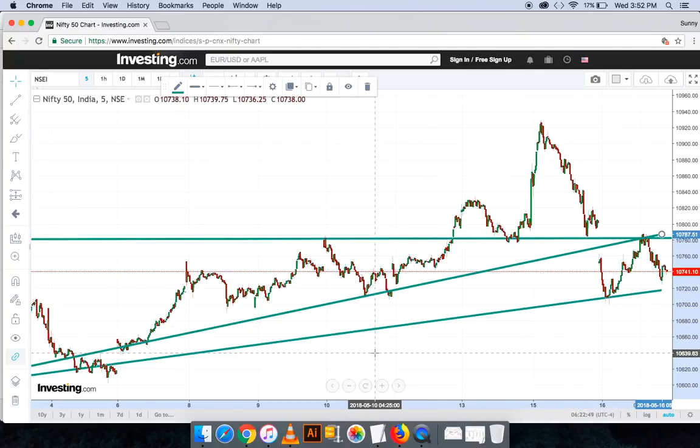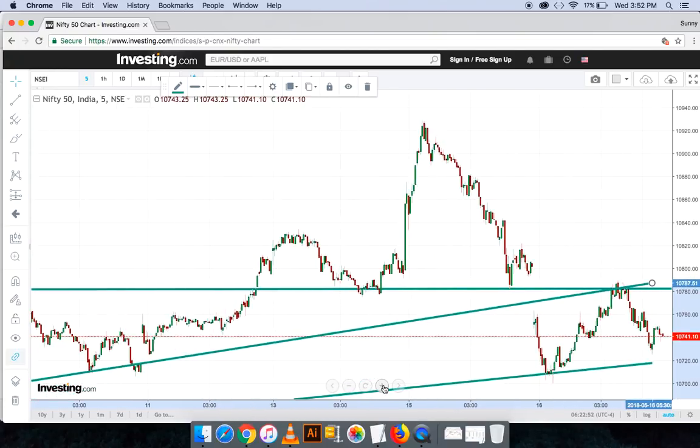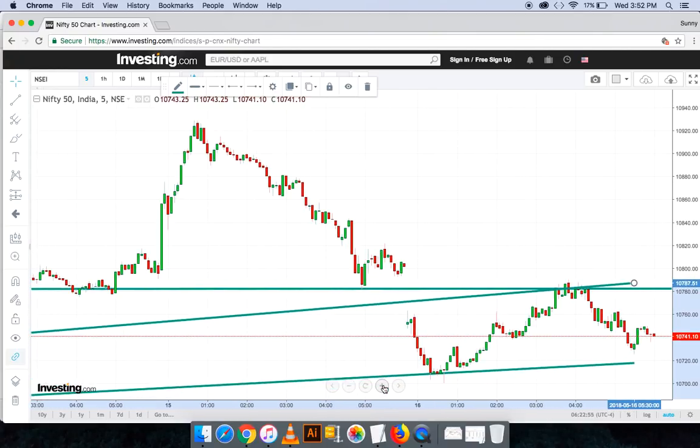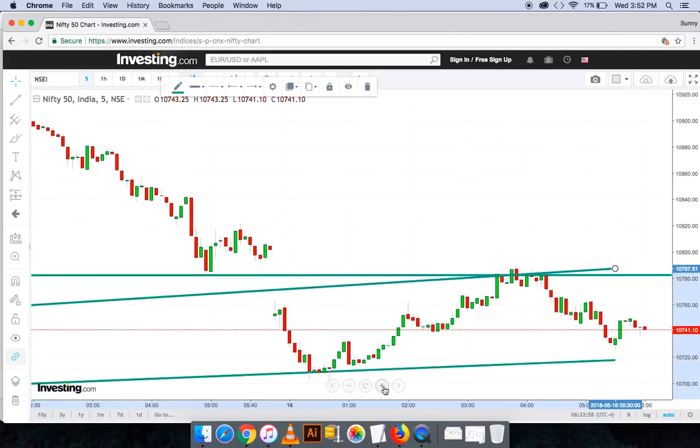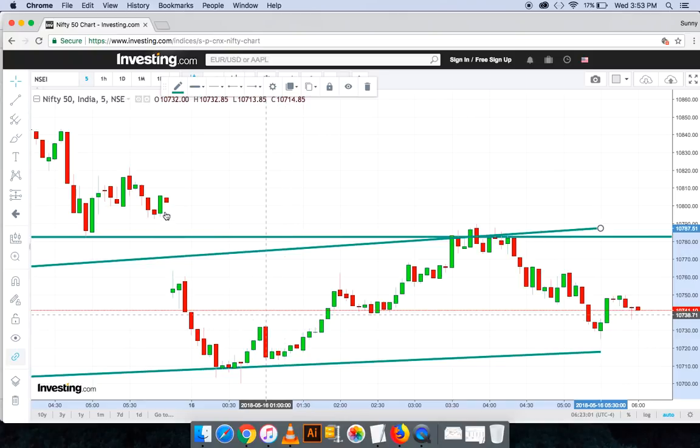Okay, that's because we were drawing it on the hourly time frame. Fine. So now we have these trend lines, guys. Now if you see here, the market opens here and gaps down. So clearly it was a sell below 10,780, right?